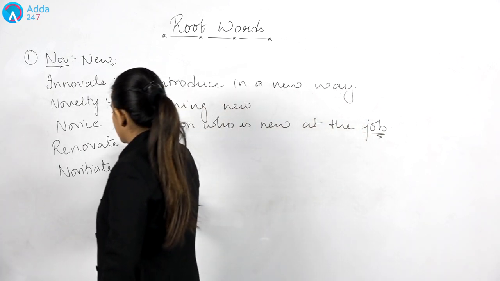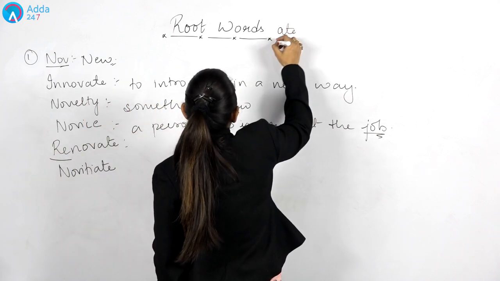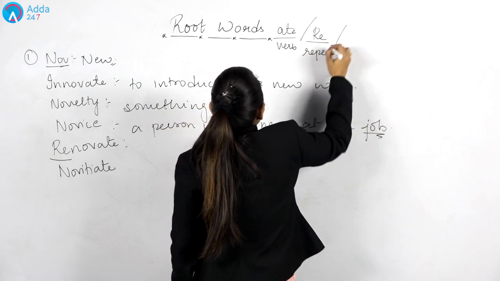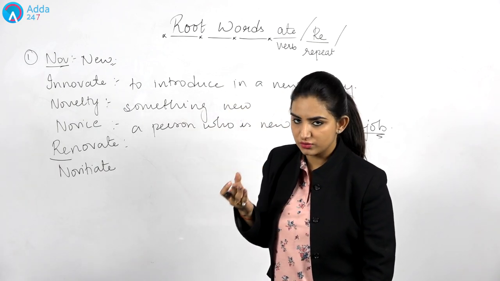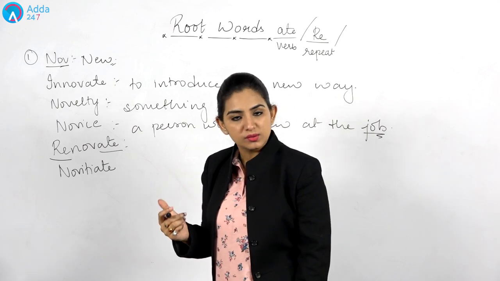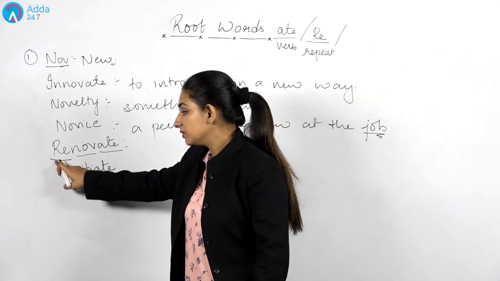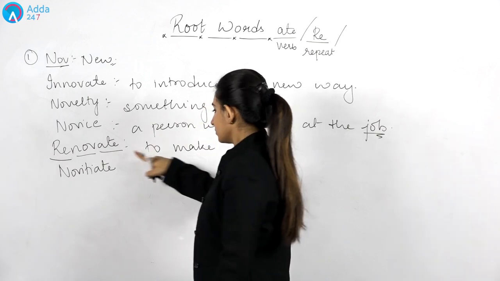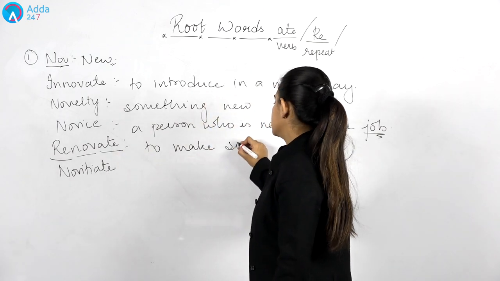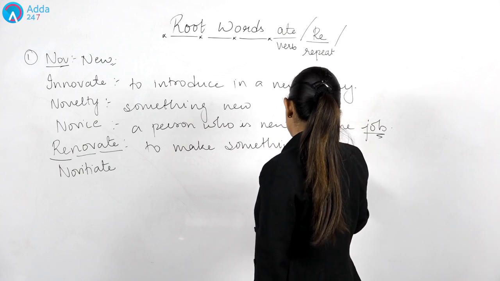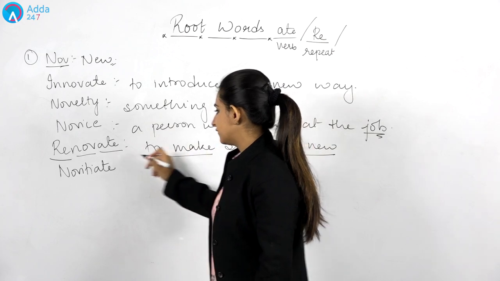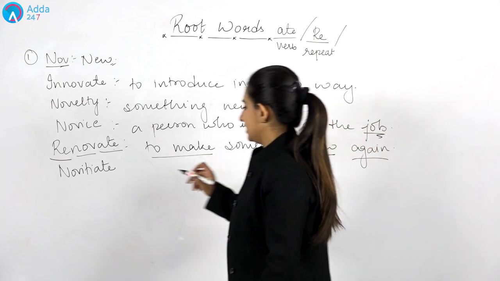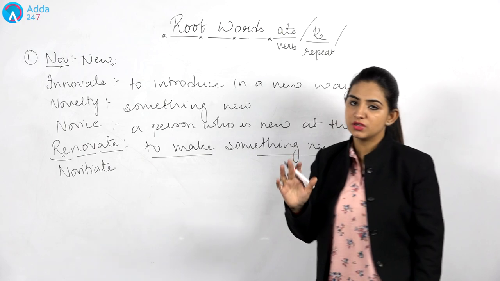Next is renovate. Now the word it, everybody knows, defines a verb. Then we have the word re. Re defines repetition of something, something is done again and again. So that is what we mean by re. We know the meaning of it, that means verb. We know the meaning of nov, that means new. We know the meaning of re, that means repeat. So what does this mean? It means to make something new again. New defines nov, to make defines it, and again is the word that defines re here. So renovate means to make something new again.